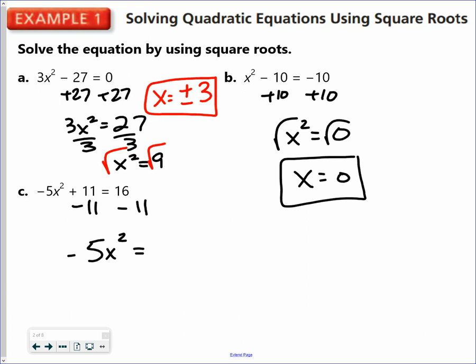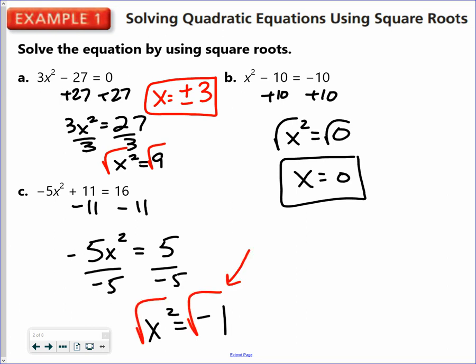Now, another little twist on the next one. I'm going to subtract 11 from both sides. I'm going to divide both sides by negative 5. X squared equals negative 1. Taking the square root of both sides, you're going to get an error. The square root of negative 1, or the square root of any negative, has no real solution. You'll get into imaginary solutions when you get into Algebra 2. But for right now, if you end up taking the square root of a negative, put no solution.